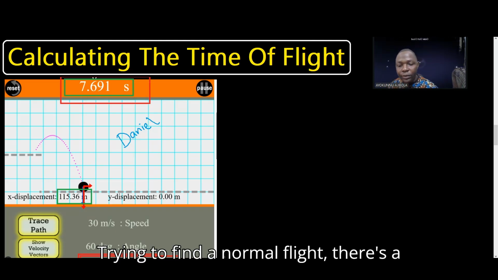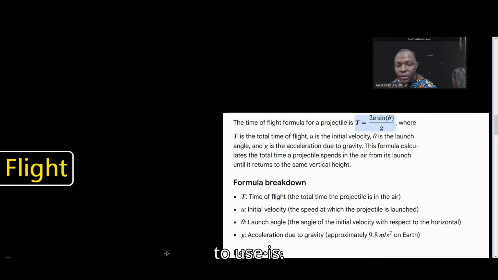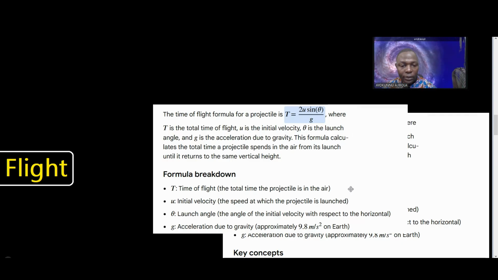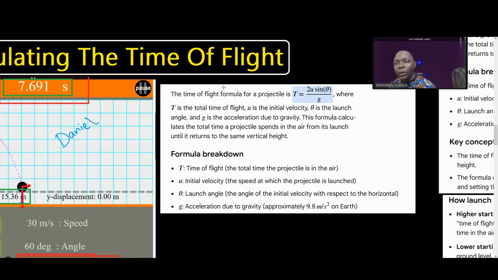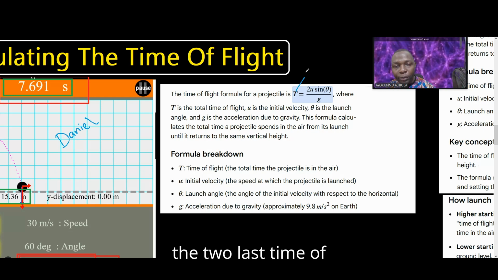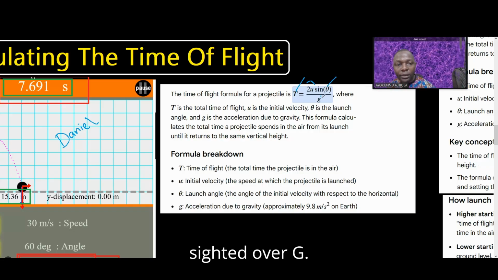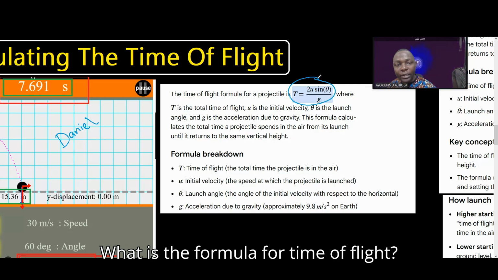So now, trying to find the time of flight, there's a formula we can use. To get the time of flight, we're going to be using the formula T, which is the total time of flight, equal to 2u sine theta over g. Daniel, can you hear me? What is the formula for time of flight, Daniel? Read it for me.